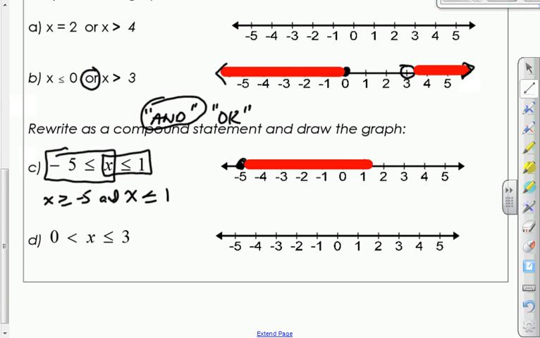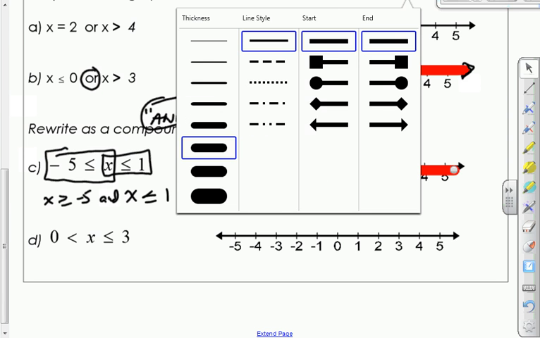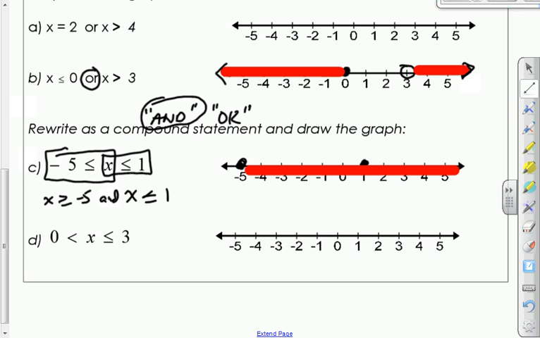Now I could continue shading past here, but I need to think about something. There's two conditions that have to be met in order for this to remain a true statement. One of them is that x must be greater than or equal to negative 5, and that's shown right here. However, the other condition is that x must be less than or equal to 1. Well, that would look like this. Let's change the color up. I'll use black. That would be this shading here.